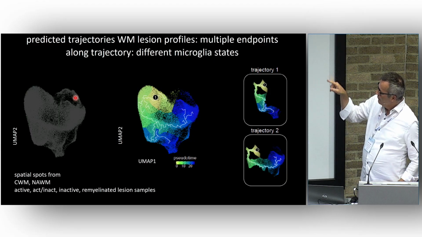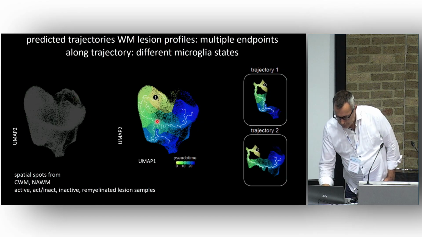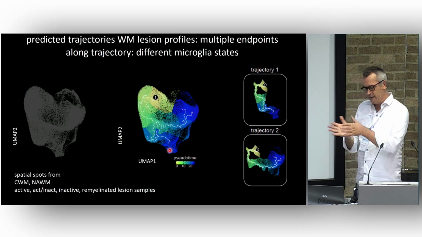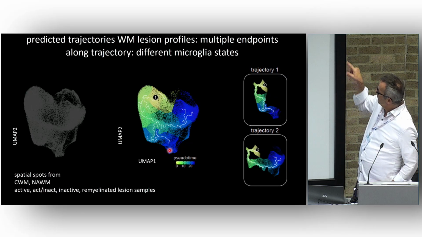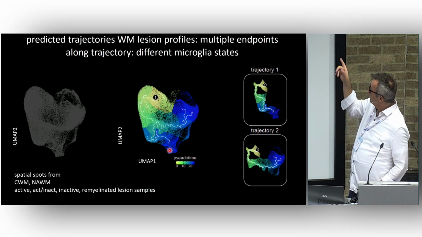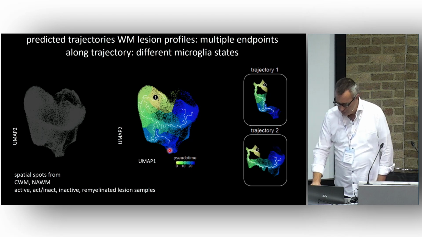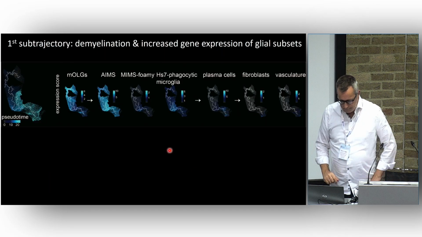So that is a pseudotime along the spatial spots, and you see two trajectories, one going here to the right or top, and here one to the bottom. So basically the data split, and I'll talk you through one of these trajectories to see what's going on and can we understand what drives this trajectory.